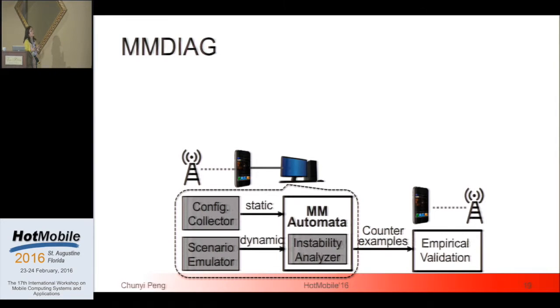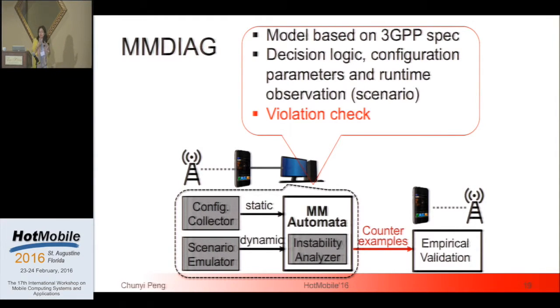In reality, we ask the device to collect configuration relevant to mobility management from the signaling messages exchanged between the device and the network. From this, for example, we can learn radio thresholds, or some priority list configured by the serving cell. So we can collect this configuration. And we will run a scenario emulator. We will measure and emulate different signal strengths in the radio traffic, and then force the model to work as the mobility management model does.